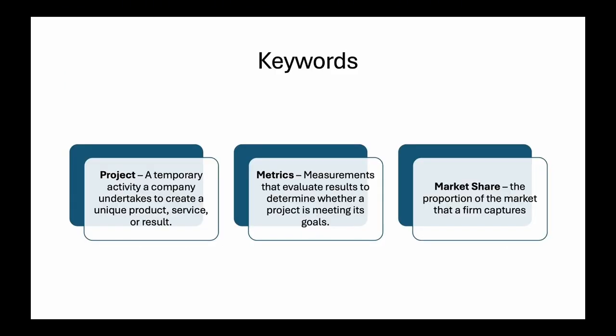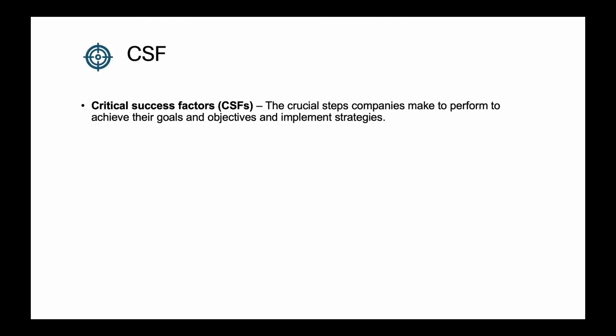We have the following keywords: project, metrics, and market share. The project is a temporary activity a company undertakes to create a unique product, service, or result. Metrics, measurements that evaluate results to determine whether a project is meeting its goals. Market share, the proportion of the market that a firm captures.